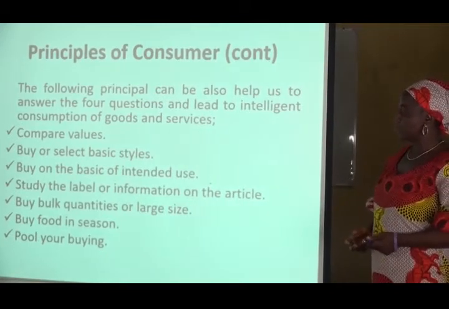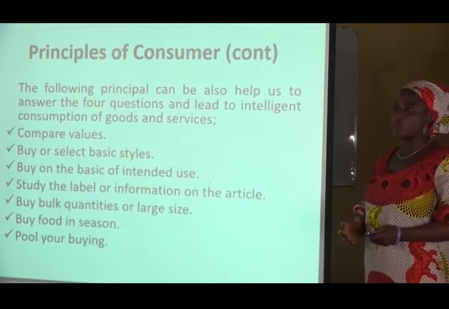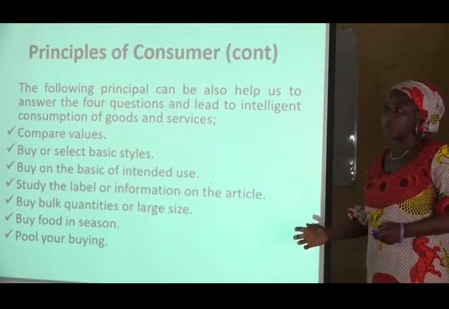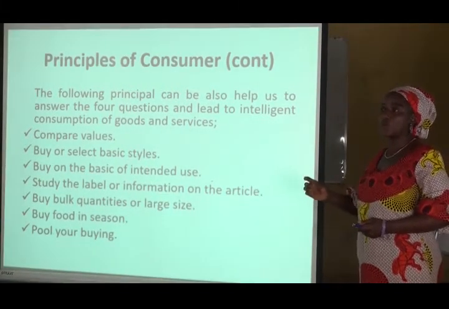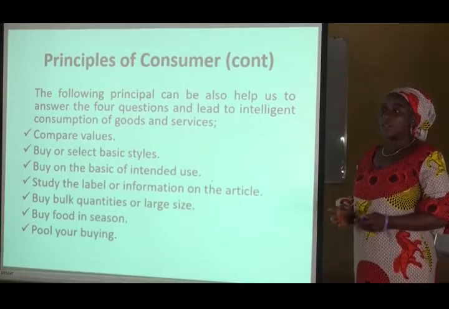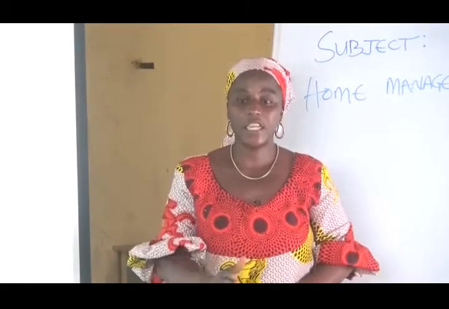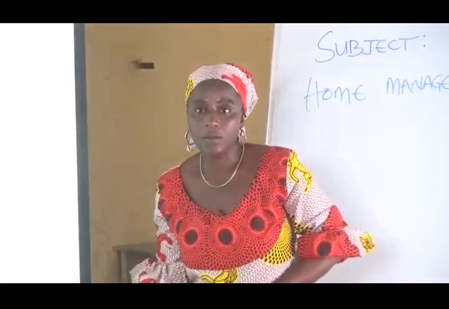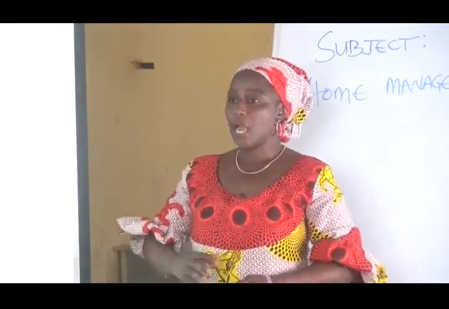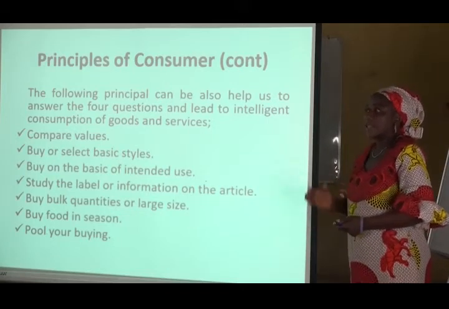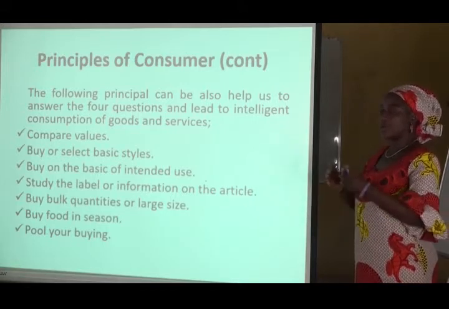Pool your buying. Pool buying means you group yourselves and buy in a group. Maybe from your neighborhood, you organize yourselves, say three in one group and four in another group. The first group can decide to buy a carton of dry fish and share it according to the number of people in the group. At the end, you buy less, you get plenty. Another group will buy maybe a bag of rice and share it according to the number of people in each group.